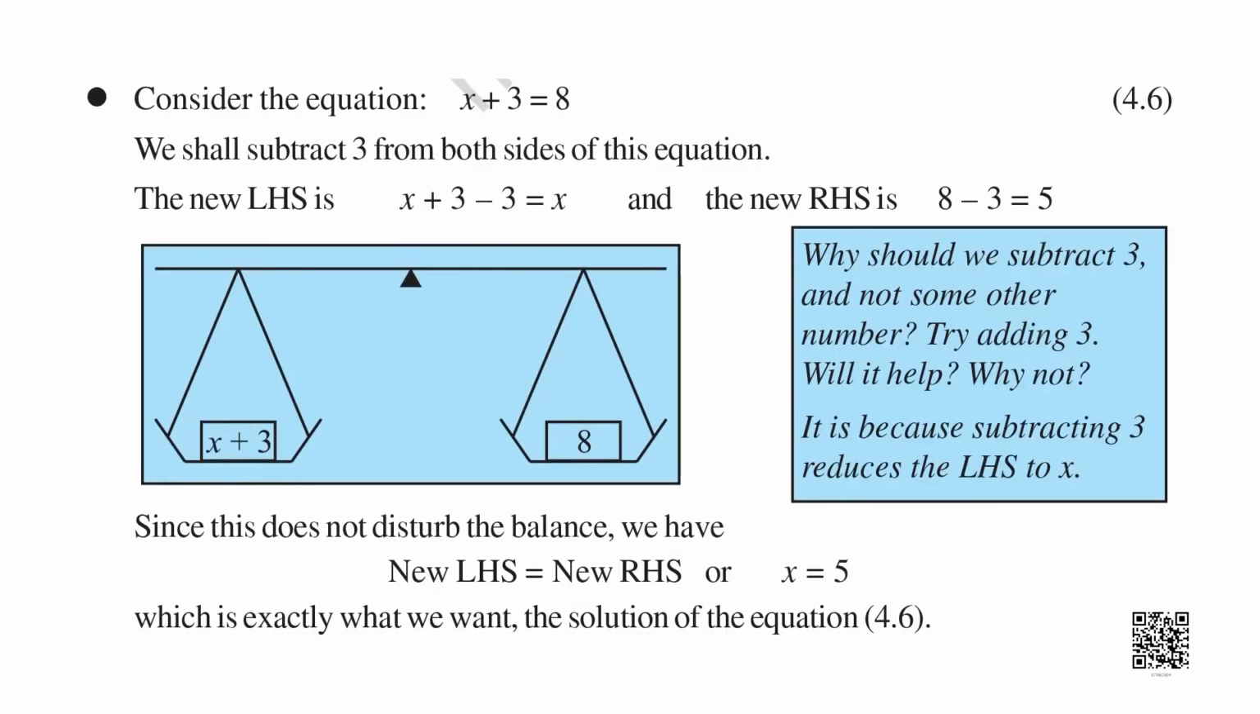Let us now take some examples. Now consider this equation: x plus 3 is equal to 8. Now when we subtract 3 from both sides of this equation, the new LHS is x plus 3 minus 3, equal to x, and the new RHS is 8 minus 3, equal to 5. Since this does not disturb the balance, we have new LHS equal to RHS, or x is equal to 5, which is exactly what we want as the solution of the equation.